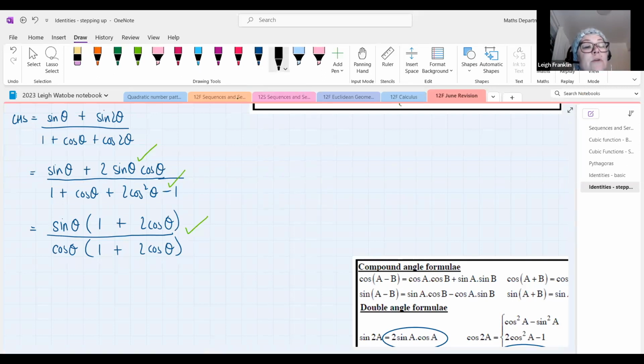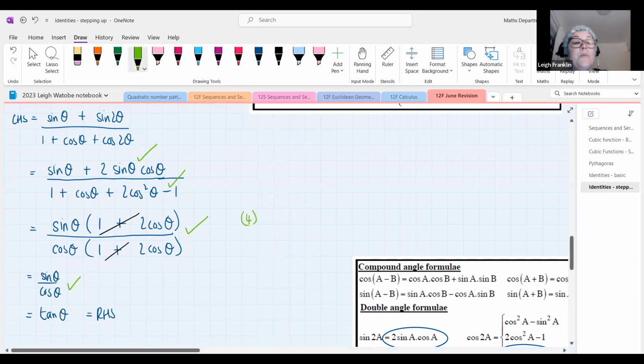Now you can cancel. Okay, remember we can't cancel over plus and minus signs. Plus and minus signs means we have to factorize the bracket at the top with the bracket at the bottom. That leaves us with sine theta over cos theta. And there we go. We've got our tan theta, which was on the right-hand side. So again, we would get another mark over there. Okay, so something like this would be out of 4. 1 mark for our identity at the top, our identity at the bottom, another mark for factorizing, and the last mark for getting to sine theta over cos theta correctly.